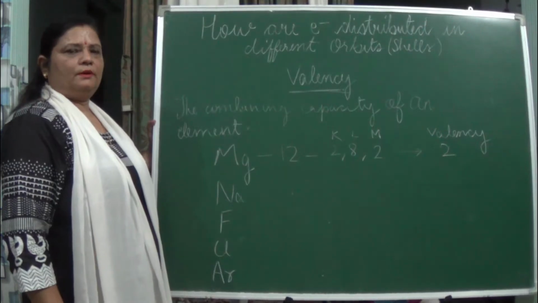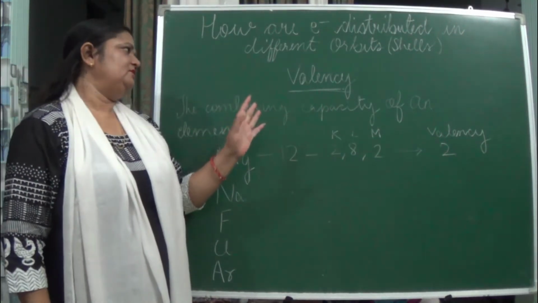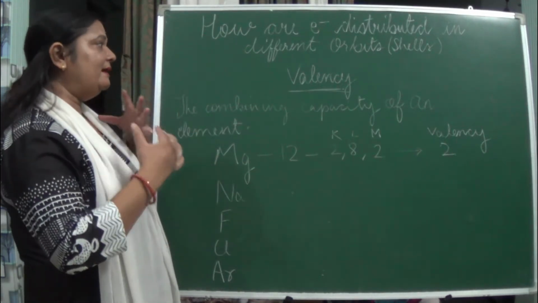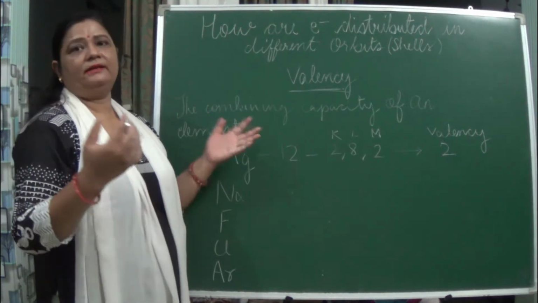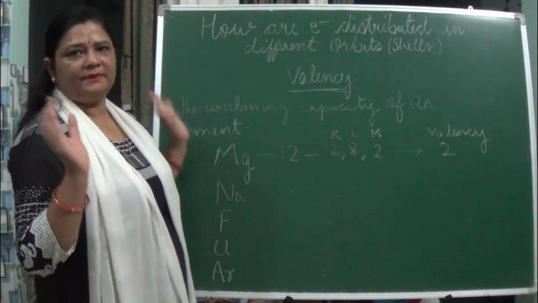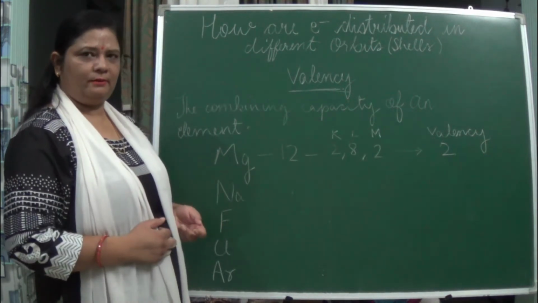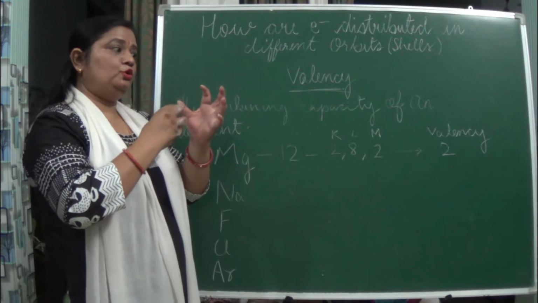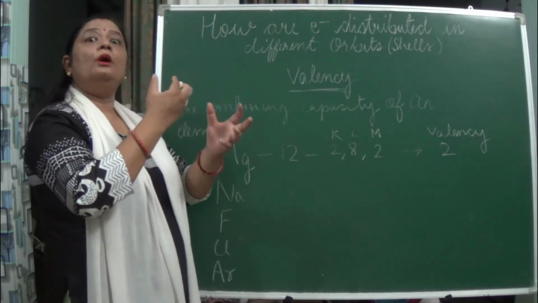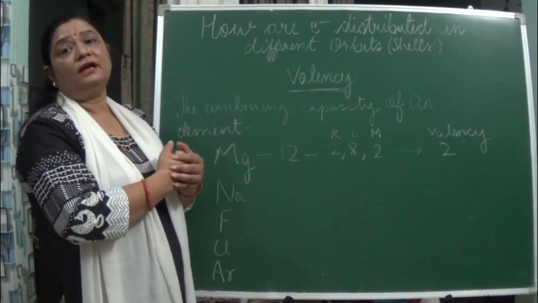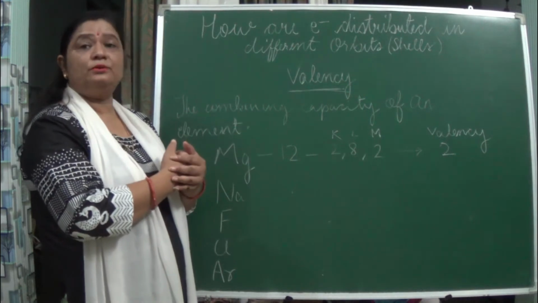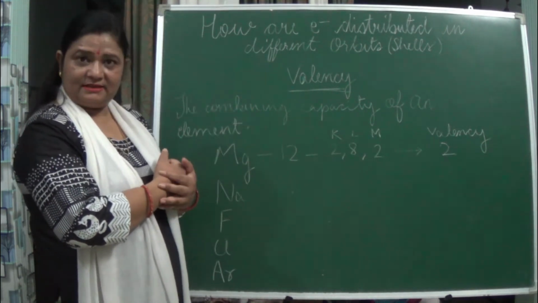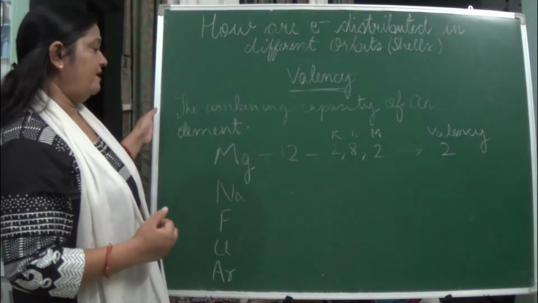So now let us study valency. What is this valency actually? Valency is the combining capacity of an element. I said it in one word, isn't it? Combining capacity of an element. Actually it is the capacity of the element to gain or to lose electrons. By gaining and losing electrons, we can take out the valency. And it defines the valency.